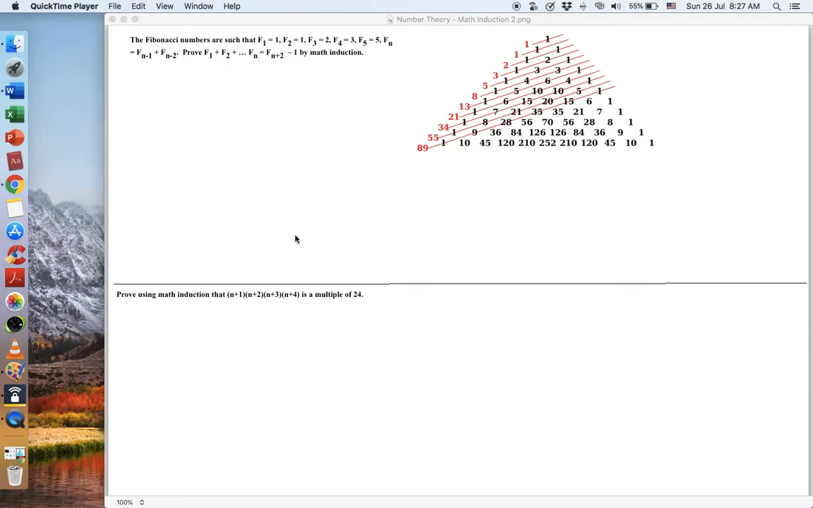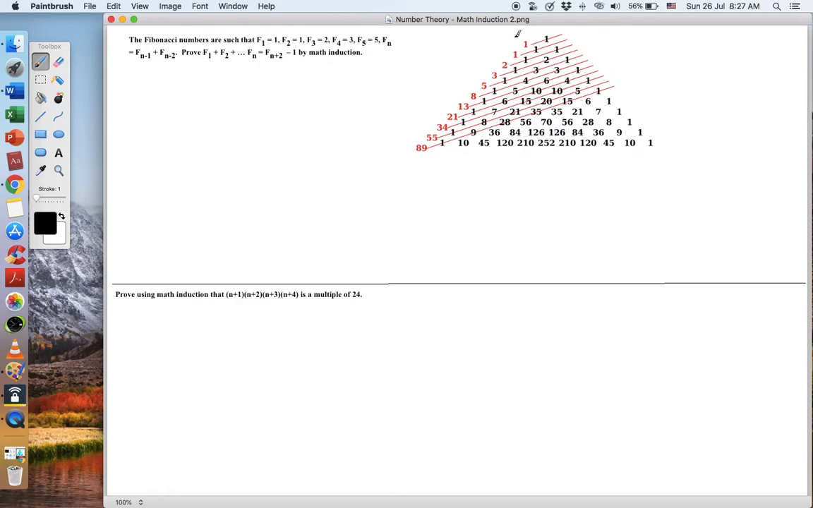Hello, in this video I'm going to work through several proofs using math induction and number theory. Our first example relates to the Fibonacci sequence, and I've got the Pascal's triangle here, which on its diagonals has the Fibonacci numbers. What many people don't know is the sum of the digits in the rows here is equal to 2 to some power.